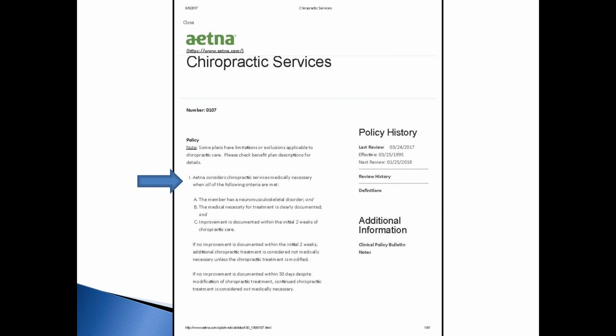If you ask Aetna, here's Aetna's policy. Aetna considers chiropractic services medically necessary when all of the following criteria are met. The patient has a neuromusculoskeletal disorder. The medical necessity for treatment is clearly documented. Improvement is documented within the initial 2 weeks of care. If no improvement is documented within the 2 weeks, the chiropractic treatment should be changed. Something should be modified. And if still no improvement is documented within 30 days, despite modification, care is not medically necessary. So just keep that in mind, especially when billing Aetna patients.